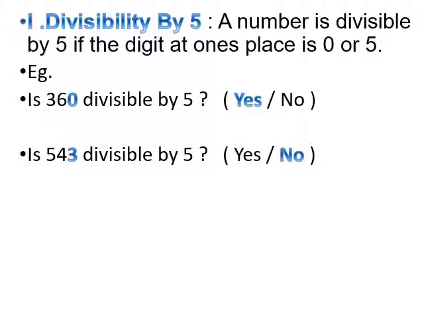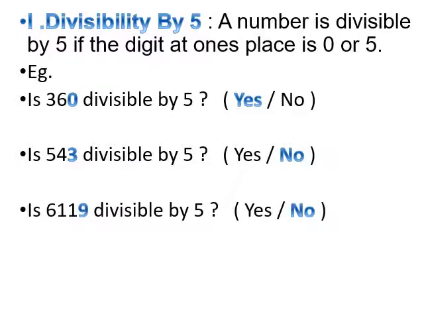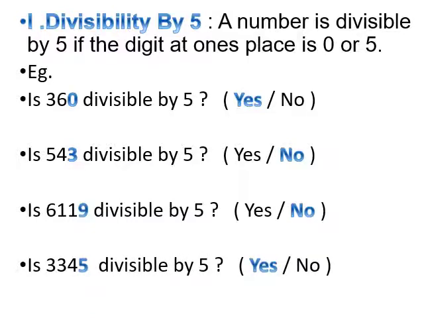543, the ones place digit is 3 and it is not divisible by 5, and therefore your answer is no. 6119, the ones place digit is 9 and it is not divisible by 5, so your answer is no. 3345, if you observe here, the ones place digit is 5, so it is divisible by 5, and therefore your answer is yes. So whenever at the ones place you see the number 0 or 5, you can directly say that the number is divisible by 5.